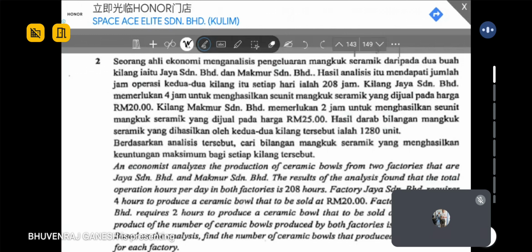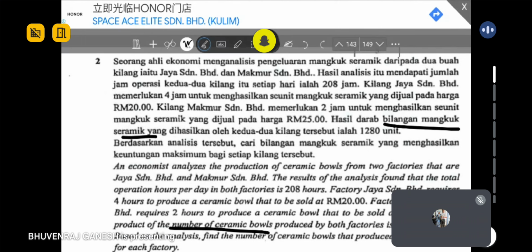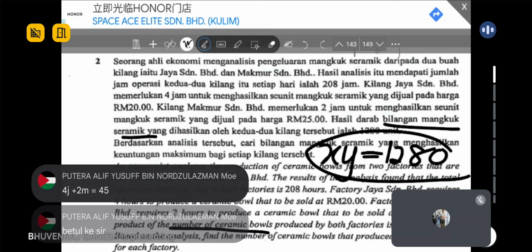Bukan kuadratik. Guys, they say bilangan mangkuk ceramic. The number of ceramic bowl. So now you got two type, right? Kamu ada dua jenis ceramic. Okay, so kamu boleh bagi anggapan lah X dan Y. Am I right? Okay, kamu boleh bagi anggapan X dan Y. Alright? So kamu boleh bagi tahu XY equal to 1280. Habis, guys. One equation.